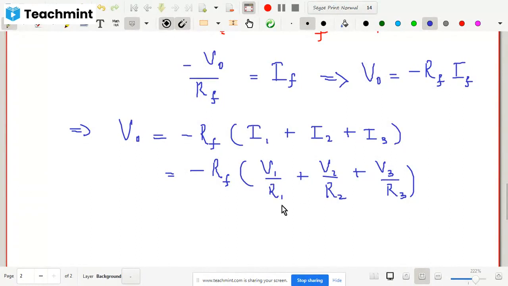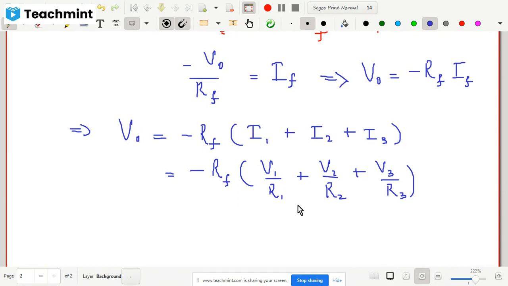Now see, if you select the input resistances equal, because I want to simplify the expression. Actually, remember that we are designing a summer amplifier. How can you make this a summer amplifier?